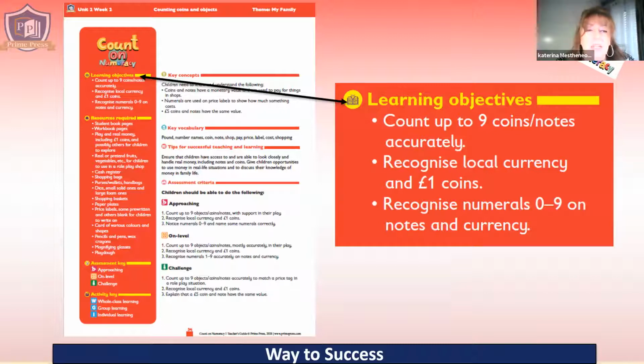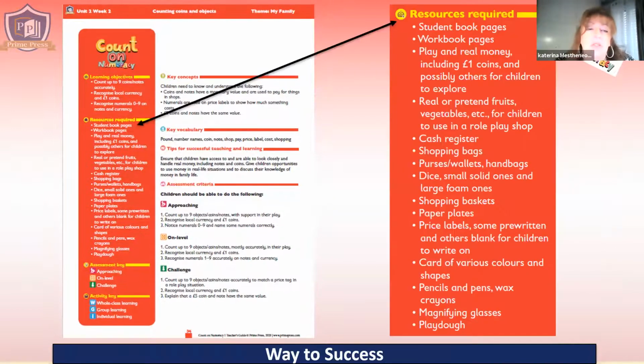The second part is about the resources required. If you have a look here, it doesn't ask you to make very much. Most early years classrooms will have most of these things. If you don't have them, it's easy to bring them in. You don't have to sit and create and draw and color and print materials. They're things that are used already in the classroom.